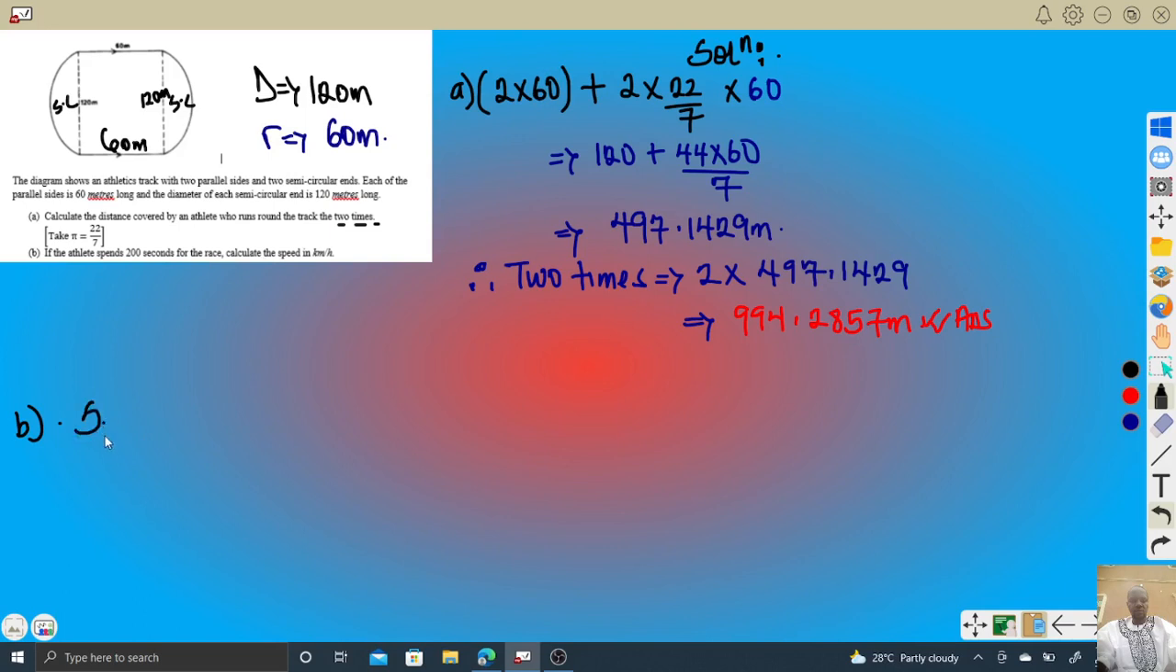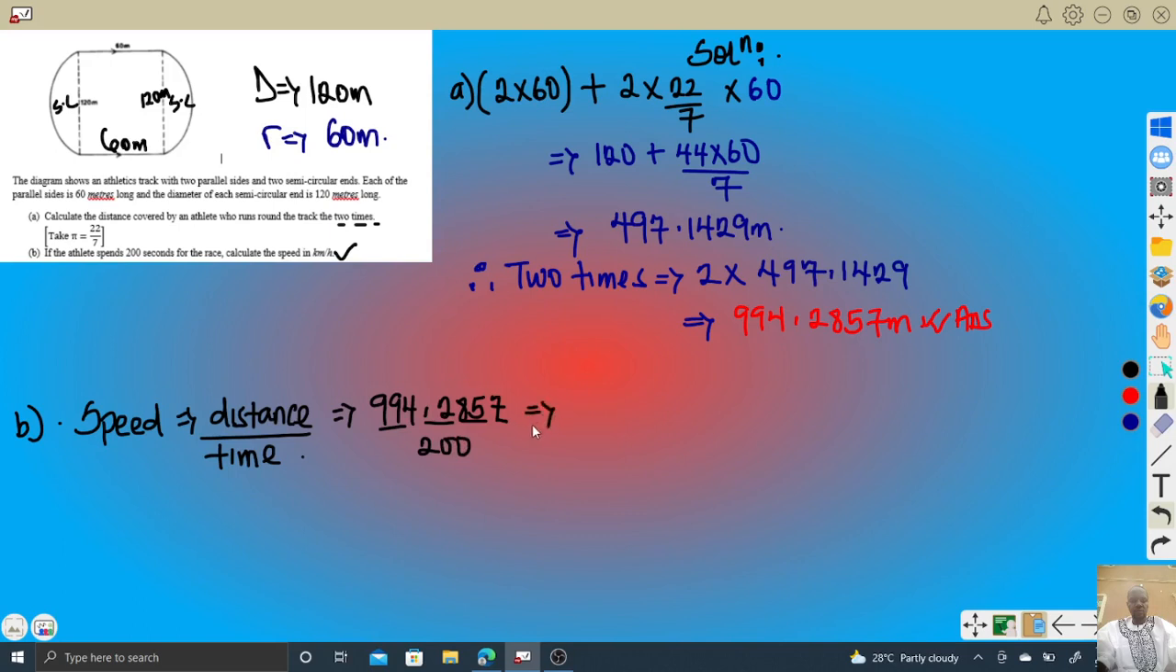Every student should know, whether a science or non-science student, that speed is always distance covered divided by the time. That is the way we do it. So I think the only technicality here is that there's also a conversion to kilometers per hour. So the distance covered, we already know, is 994.2857 because the athlete is running the track 2 times. We are dividing by the time the athlete is using, 200. So dividing this on the calculator, you are going to have the answer in meters per second.